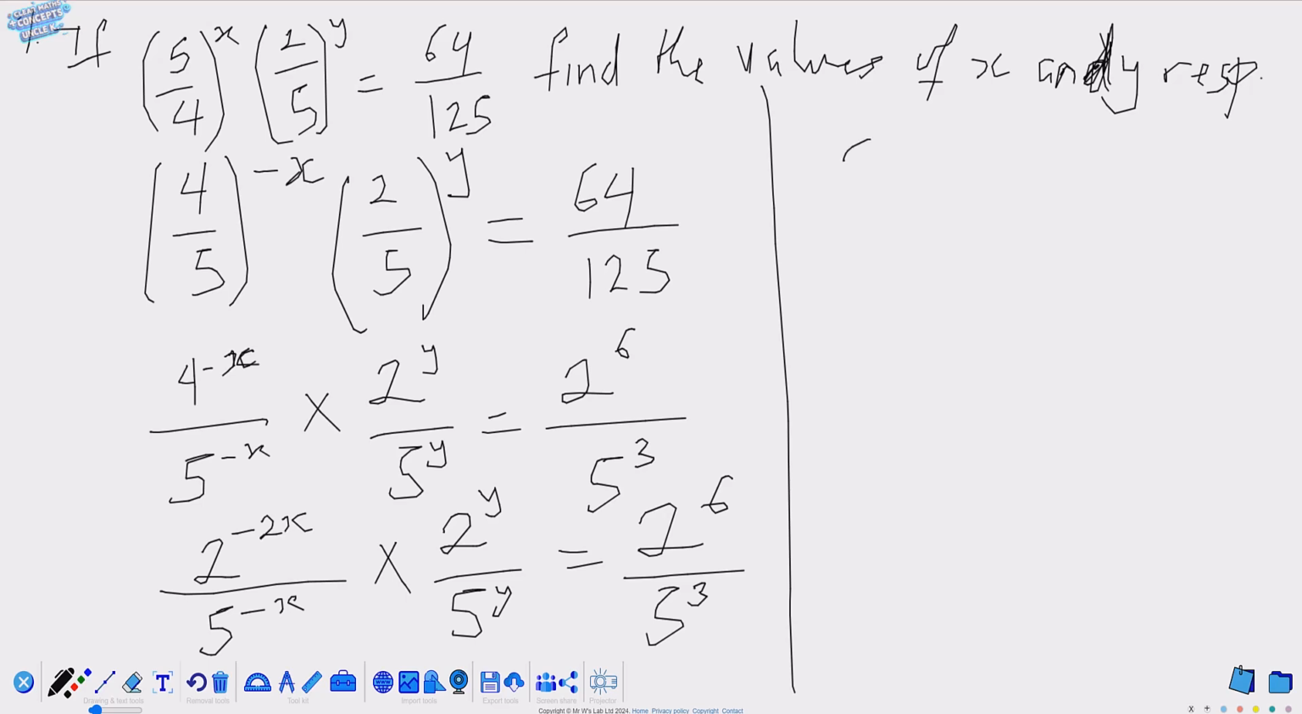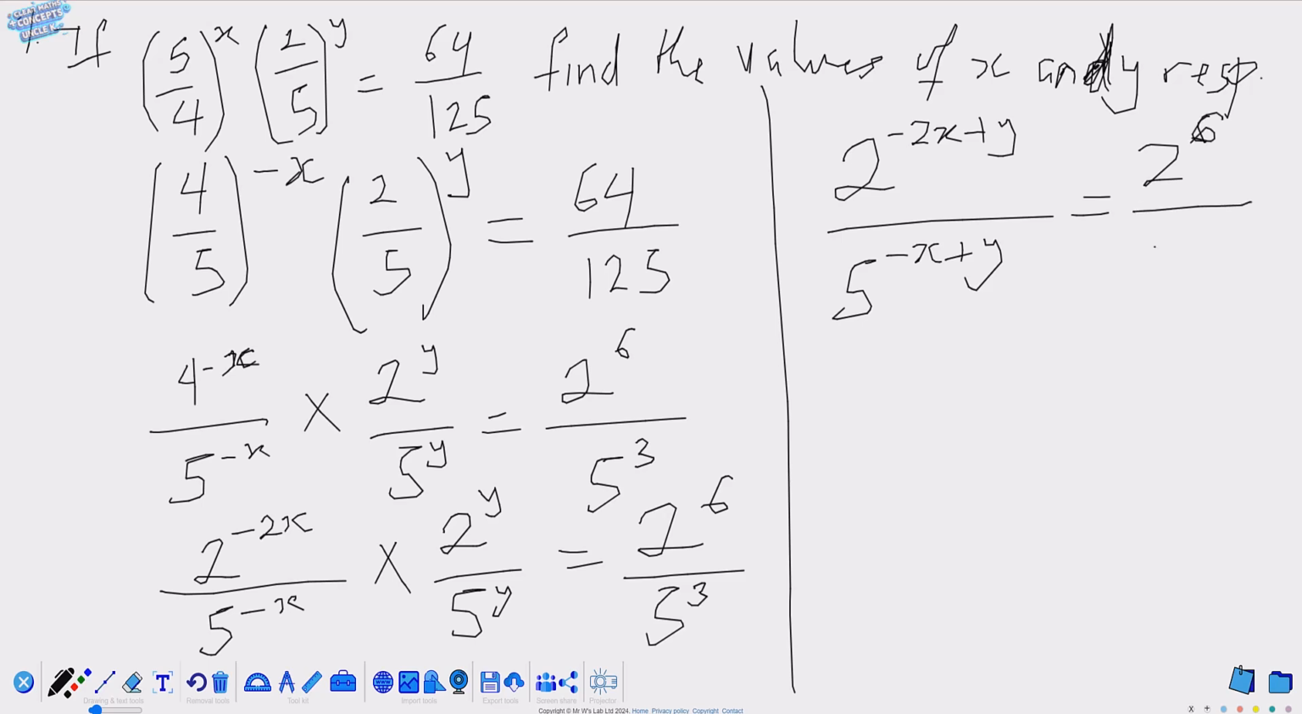So you combine the powers of 2 and then the powers of 5. So you have 2 raised to power 6 over 5 raised to power 3. Now this is what you do. You now separate them.